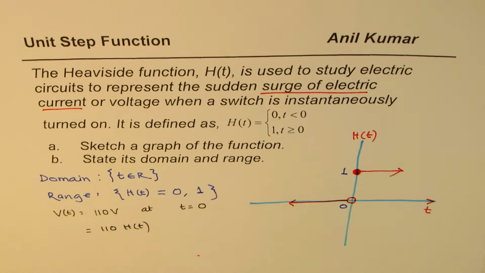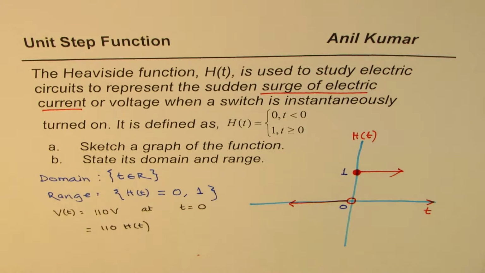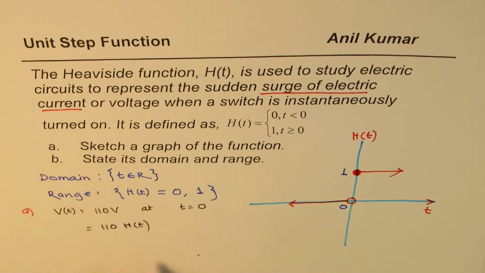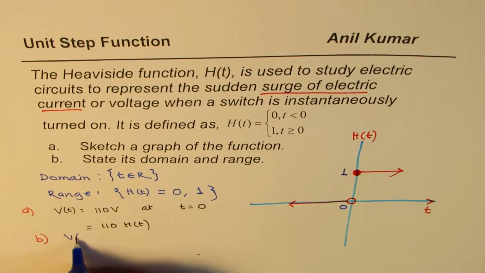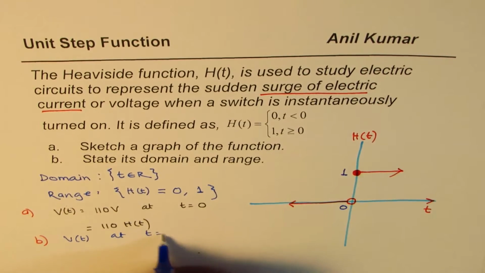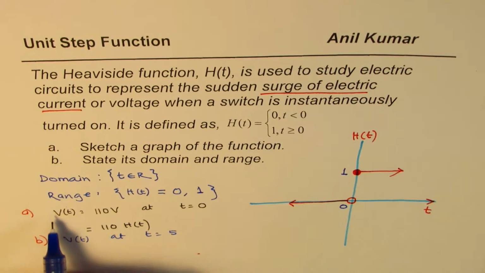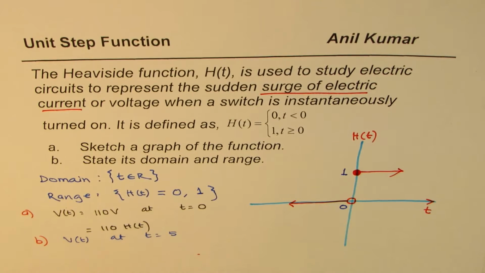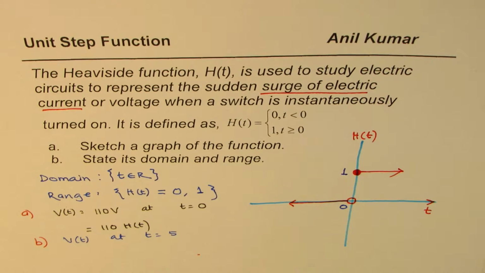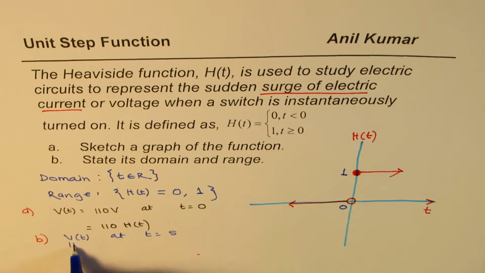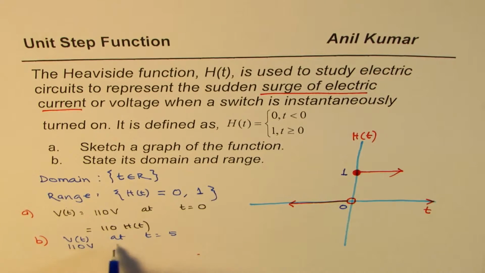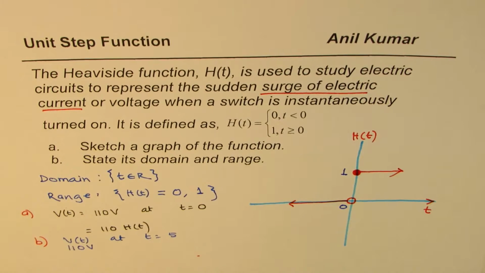Now, this is case A, let me write down here A, and let me give you another scenario. If I apply the voltage V of t at t equals 5, then how can I write the voltage in terms of this particular function? And the voltage again, let's say 110 volts. So 110 volts is applied at t equals 5. How can I write or express this voltage in terms of the Heaviside function? You can pause the video and answer this question.